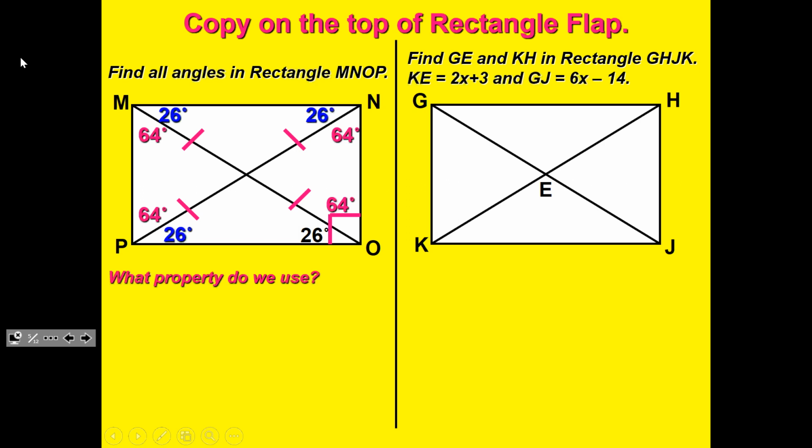Well, we said that these were all isosceles triangles. What's the angle sum of a triangle? 180. And in this triangle at the bottom and this one at the top, we know two of the angles are 26, right? So what could we do to find the missing angle? Add those two up, subtract from 180. And I could do the same thing for the ends where we've got 64 and 64, right?